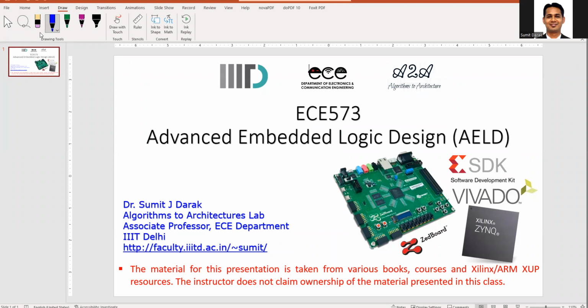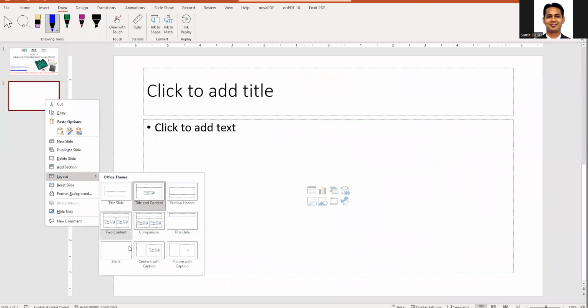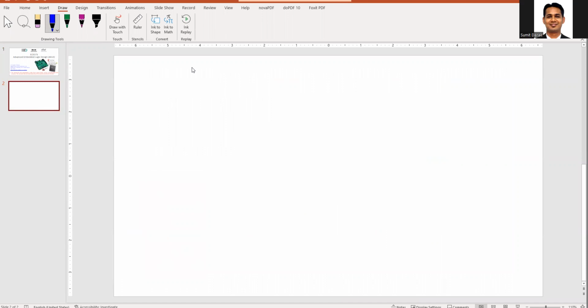In this lab, we are going to discuss the design of the FIR filter, its implementation on the processor as well as on the FPGA. So let's start with the basic understanding of the FIR filter.